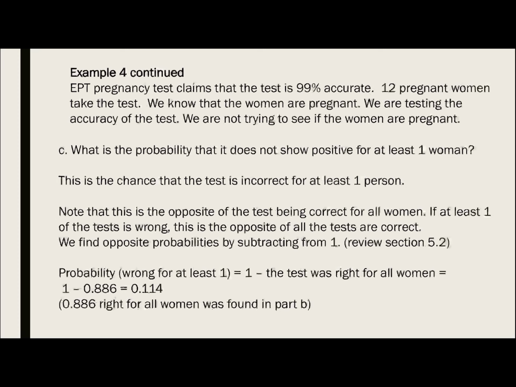Review section 5.2. The probability that it is wrong for at least one woman is found by 1 minus it was right for all women. If it's wrong for at least one, that's the opposite of if they are all correct.